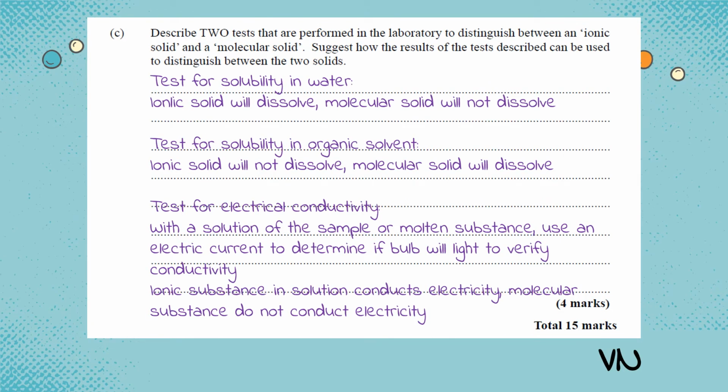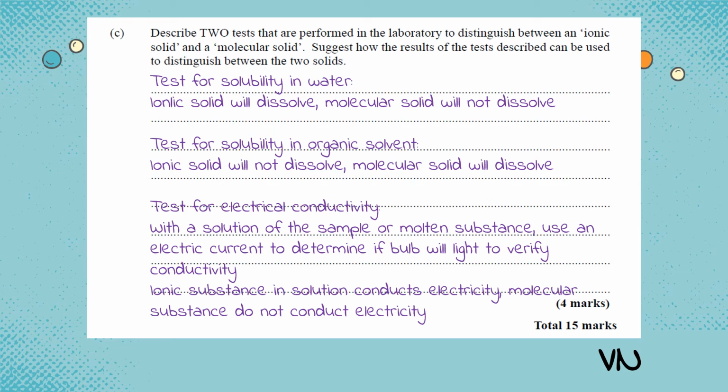Part C of the question reads, describe two tests that are performed in the lab to distinguish between an ionic solid and a molecular solid. You're also to suggest how the results of the tests described can be used to distinguish between the two solids. So I have three tests on screen there. You're just required to state any two. The first one we can do is a test for solubility in water. Ionic solid will dissolve in water, whereas the molecular solid will not dissolve in water.